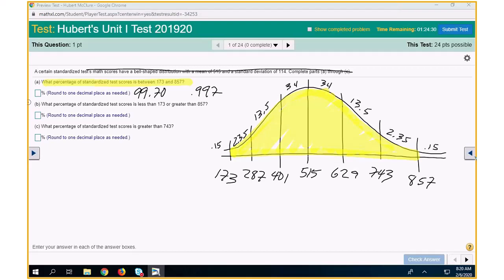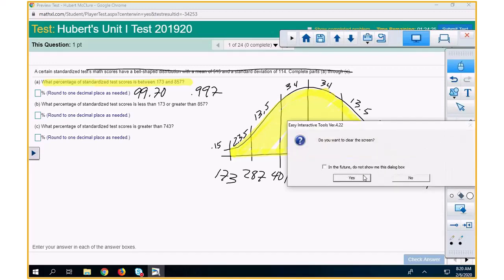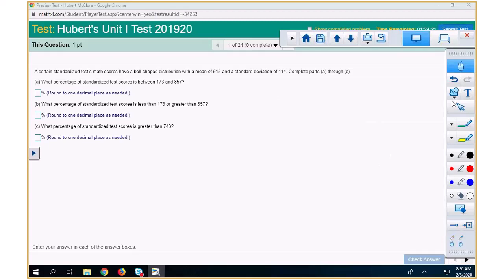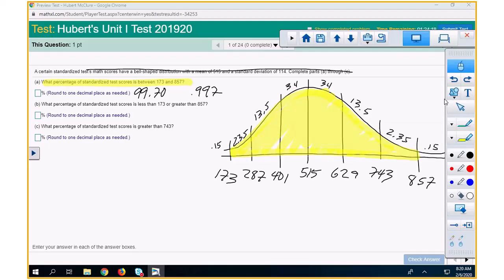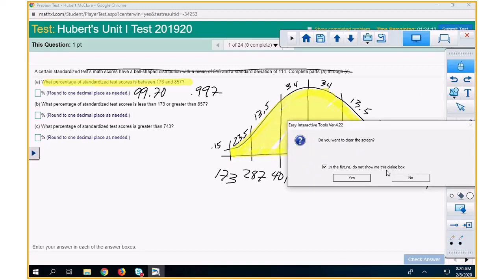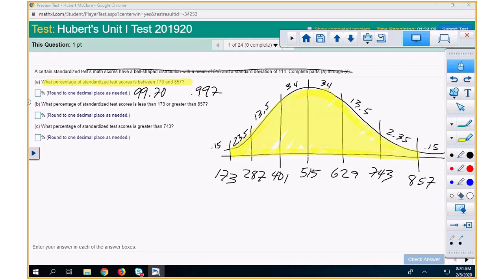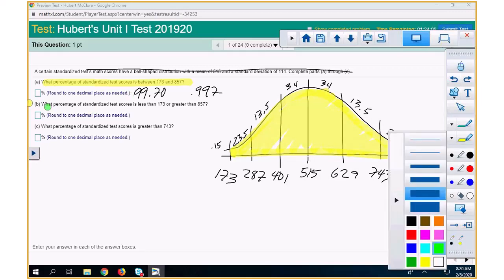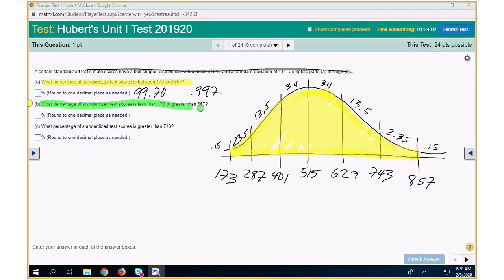Okay, now let's take another highlighter. I'm gonna try this again. Let's take green. We're gonna do green right here. What is less than 173 and greater than 857? We just said that. What is it? 0.3, right? So that's going to be 0.3%.